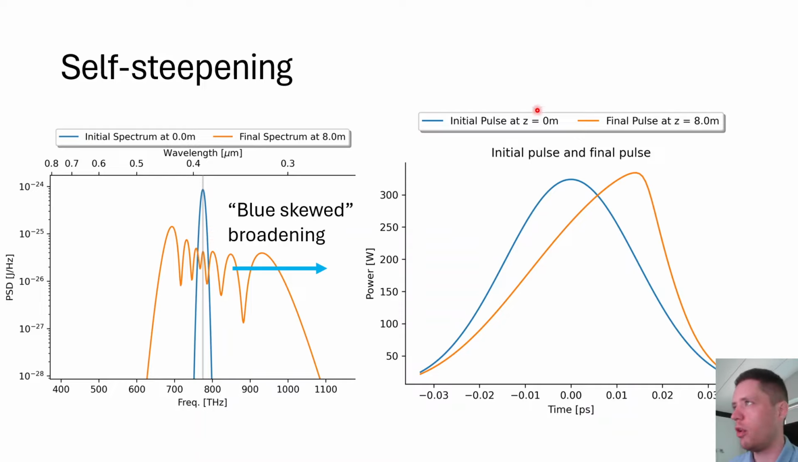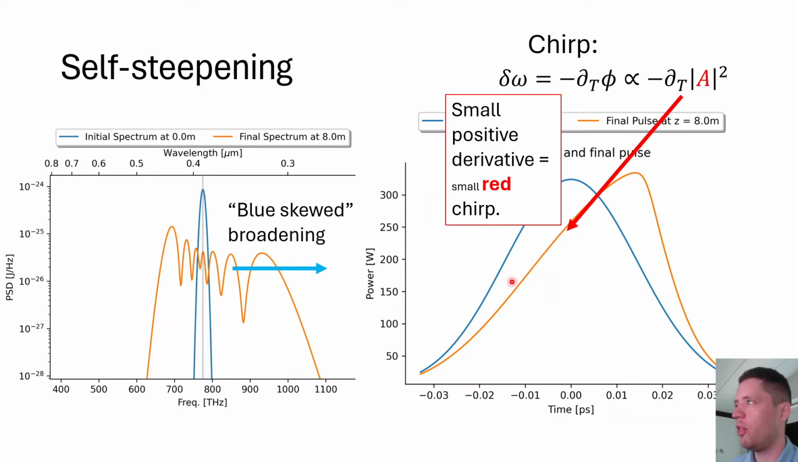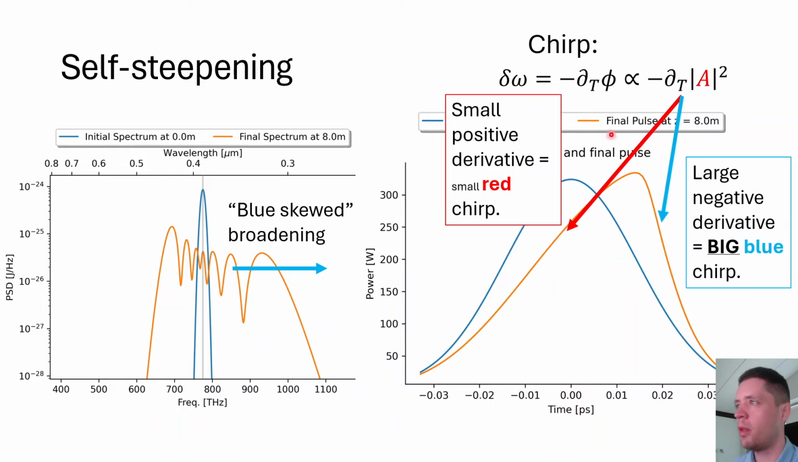And the reason can be understood if we remember the formula for the chirp of a pulse in the presence of a nonlinearity. Basically, the instantaneous frequency of a pulse is going to be proportional to the negative time derivative of the power. And if you look at the first part of the pulse right here, the leading part, we can see that it has a fairly shallow increasing slope, so we expect that to cause a small red chirp. But the back part of the self-steepened pulse should experience quite a large blue chirp because the slope here is very negative. That overall explains this blue-skewed broadening we see right here.